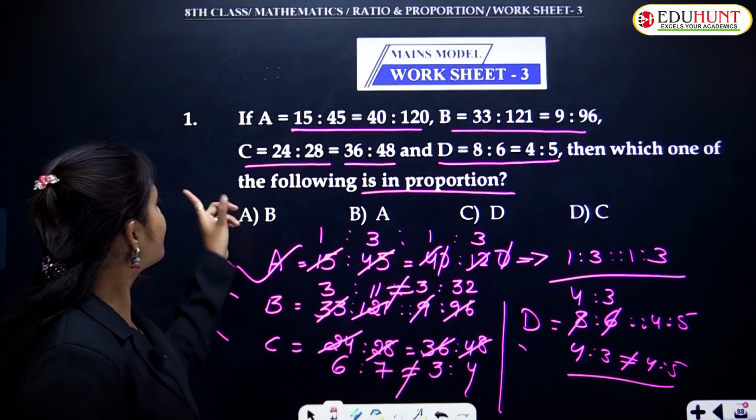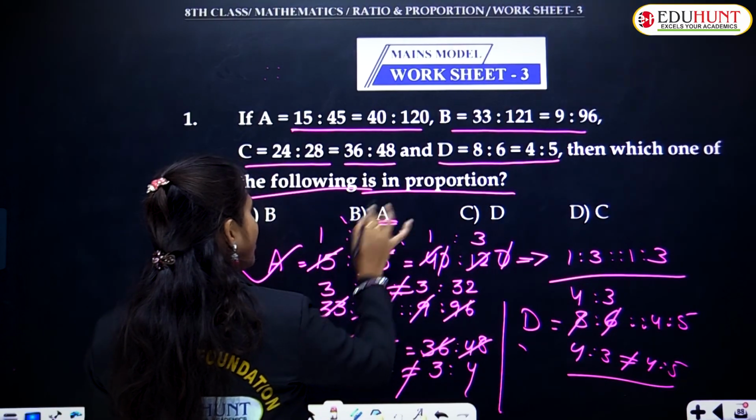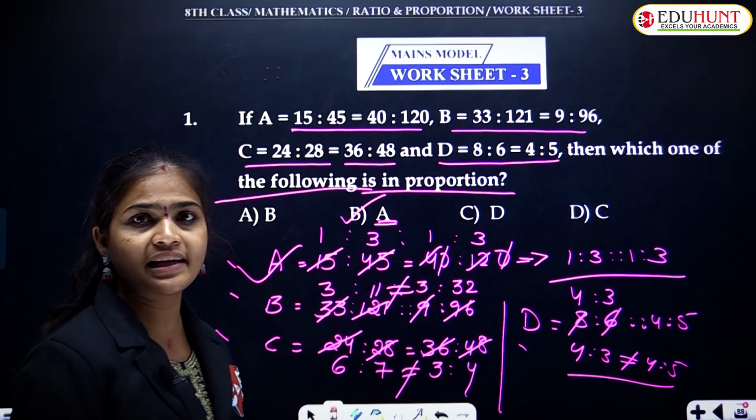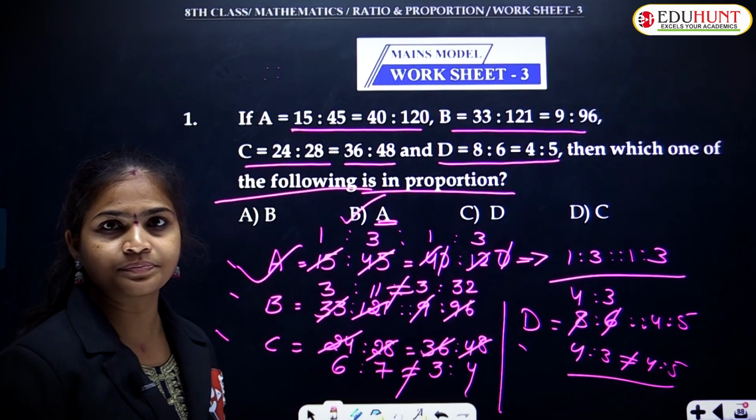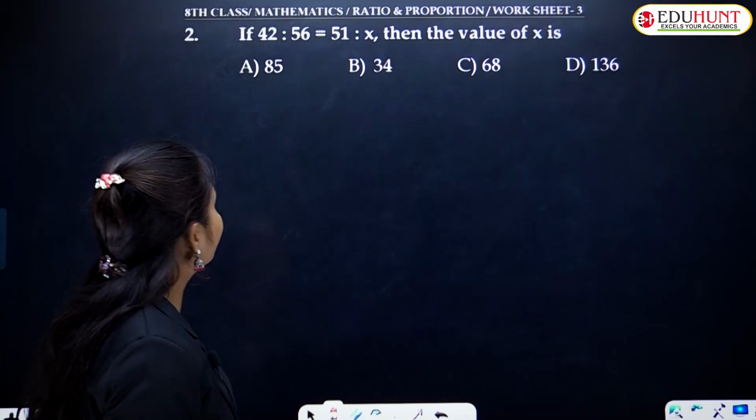Understand? Then which one of the following is in proportion means then A is in proportion. A is in option B. So which option is correct here? Option B is correct. Am I clear, children? Yes. See here, next second question, what they given here?